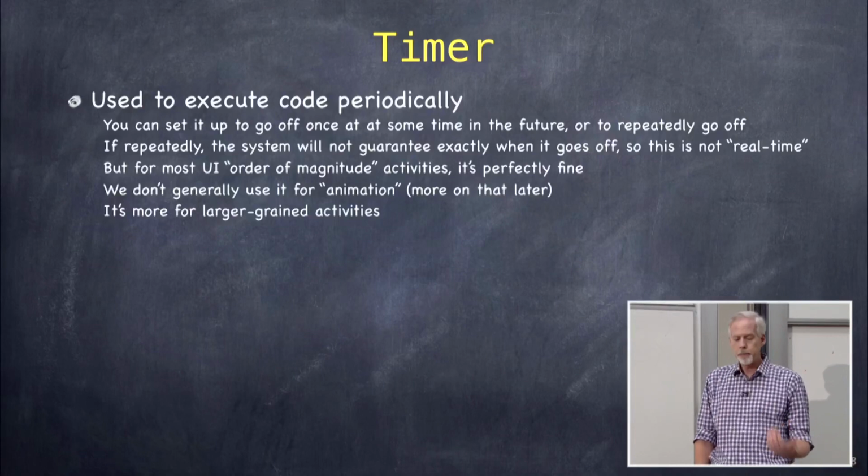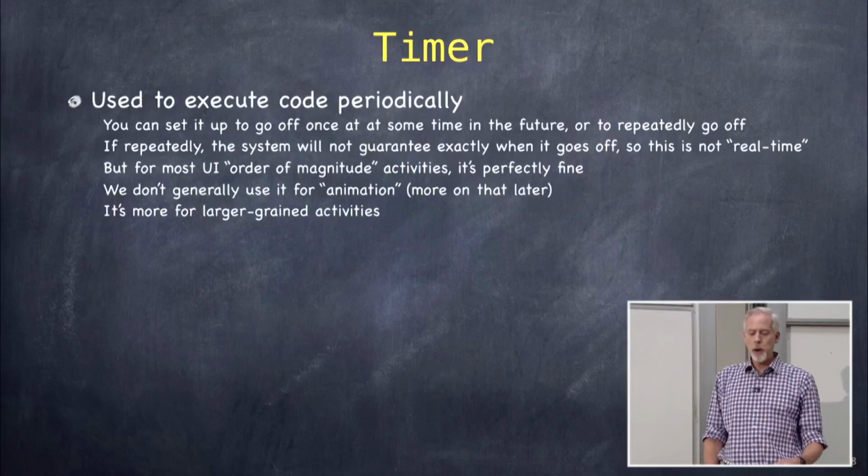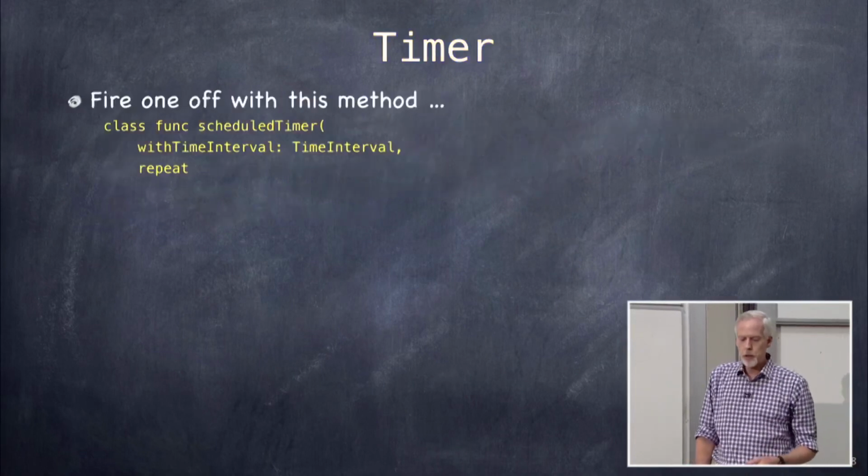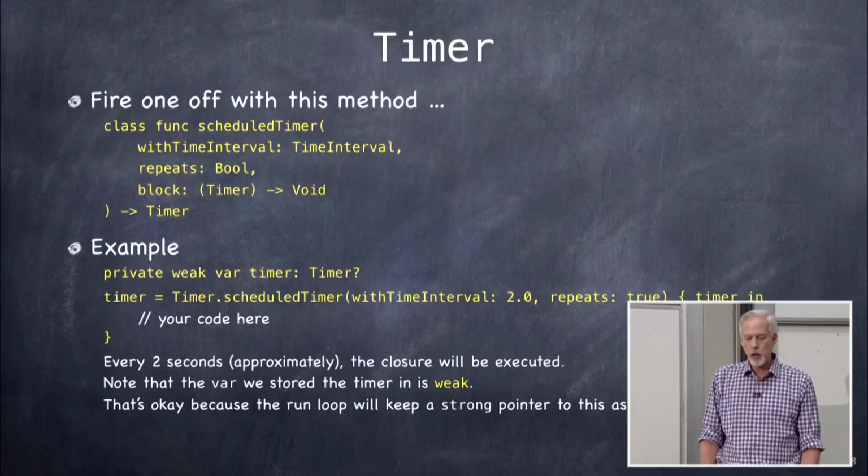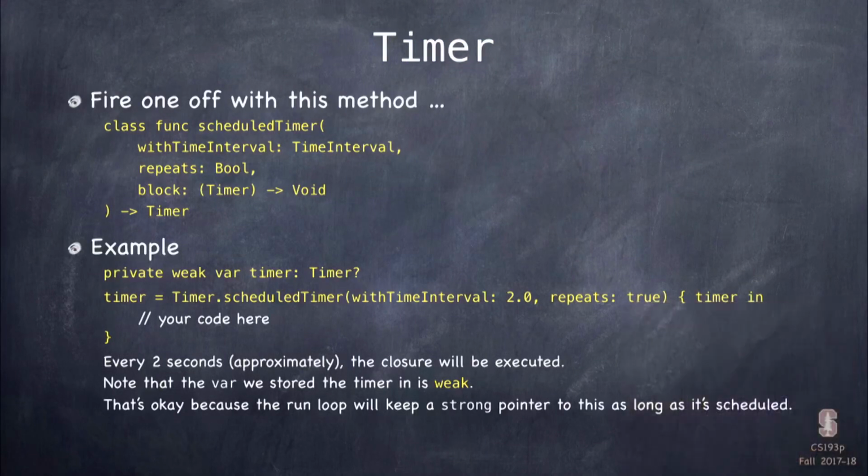So how do we use timer? The easiest way is to use this class function on timer called scheduledTimer. It only has 3 arguments. One is the time interval to wait until it executes, another is whether it repeats, keeps doing it, and the third is the block of code, a simple little block that takes a timer as the argument and returns nothing. And it'll just execute that code. So it could not be simpler.